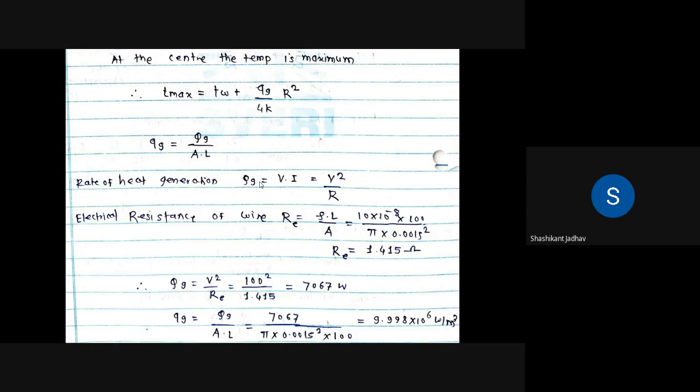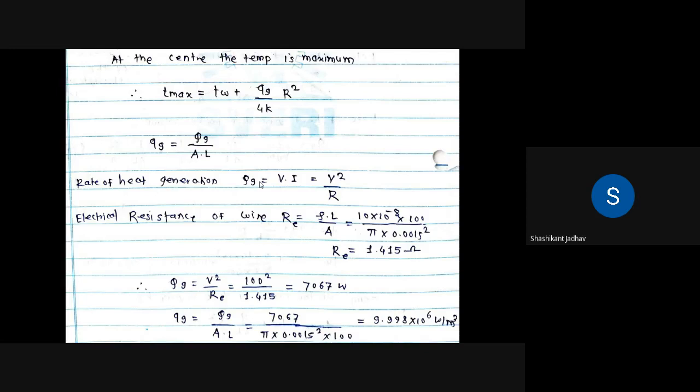So first of all, you have to calculate the value of capital Qg, that is the rate of heat generation. Power has the unit watt, and rate of heat generation has the unit watt. So Qg is nothing but power. Power is nothing but V into I. And what is the other formula? That is V square by R.